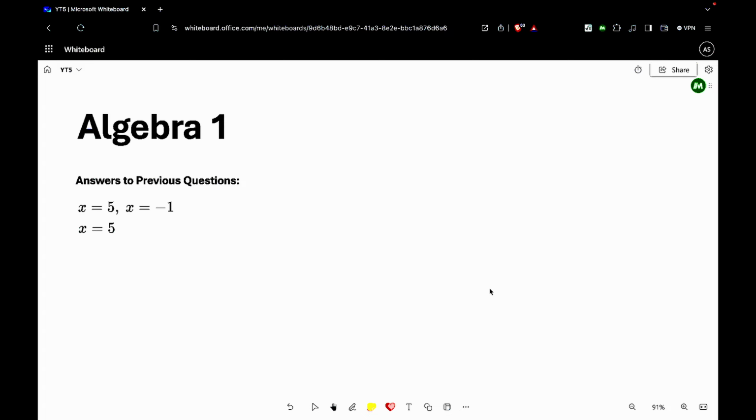With no further ado, let's begin with the answers to our previous question. For our first question, the answers are x is equal to 5 and x is equal to -1. For our second question, the answer is just x is equal to 5. Let's move on to the lesson.